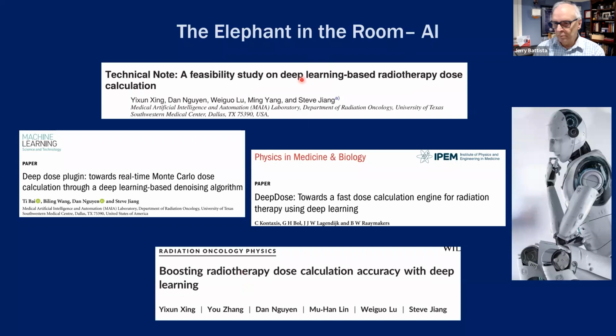The elephant in the room, what we don't talk about, is AI, artificial intelligence, and there are a lot of publications coming out on this that are seemingly affecting how Monte Carlo calculations will be done and so on using AI techniques. So keep an eye on that. I am not an expert on it, but it's certainly a hot topic.